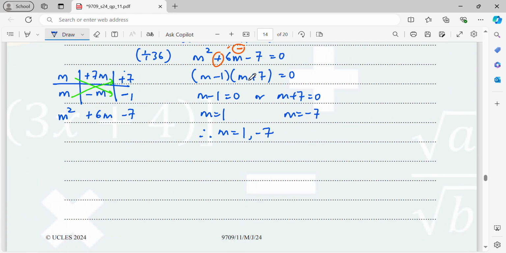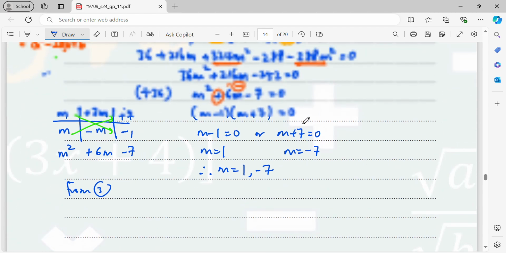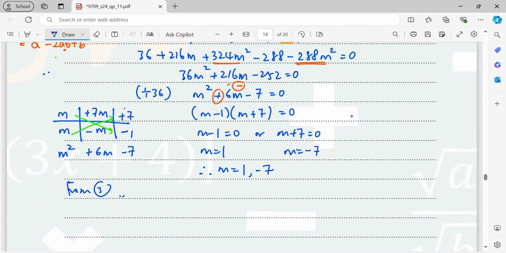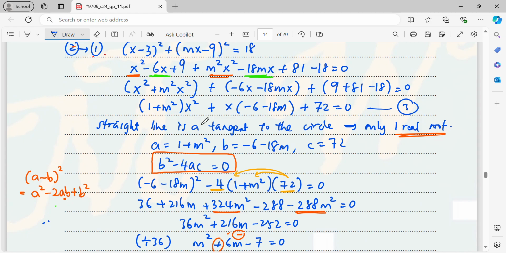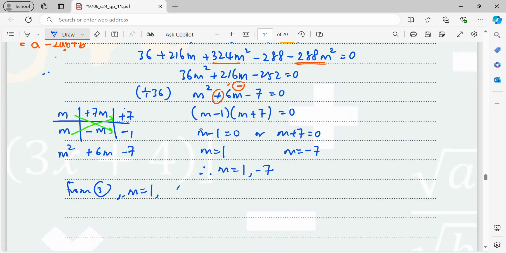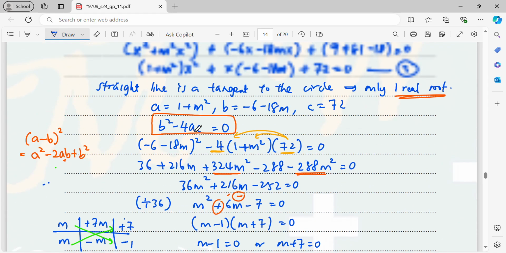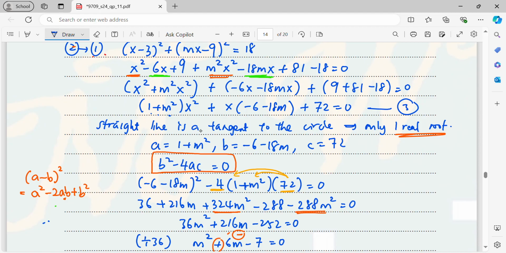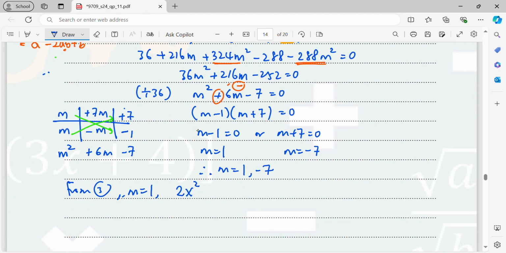So now I will just write from the third equation, where m equals 1. Right, so now replace m by 1 first. So I get 1 plus 1 squared, which is 2x squared. Then the middle term, m is 1, so minus 16 minus 18 minus 24. So it will be minus 24x plus 72.